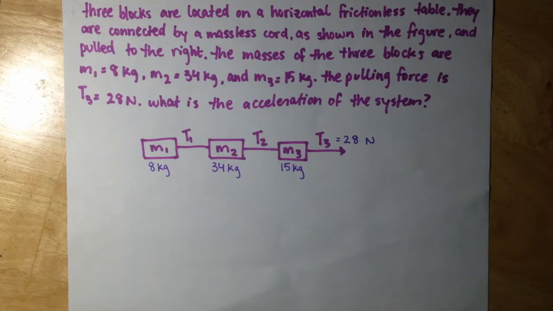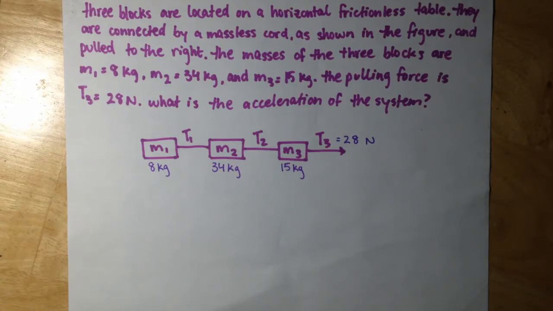Three blocks are located on a horizontal frictionless table. They are connected by a massless cord as shown in the figure and pulled to the right. The masses of the three blocks are M1 equals 8 kilograms, M2 equals 34 kilograms, and M3 equals 15 kilograms. The pulling force is equal to T3 equals 28 newtons. What is the acceleration of the system?